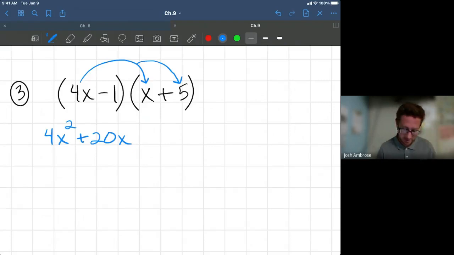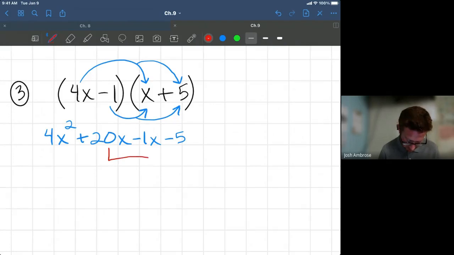Now we can proceed. -1 times x gives us -1x. And -1 times 5 gives us -5. Now let's look for like terms, because I do have them. 20x and -1x. These guys are like terms because they both just have x.